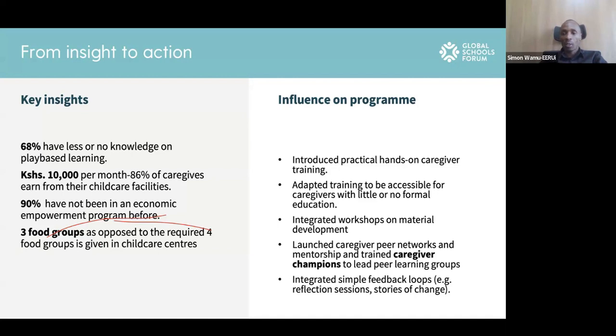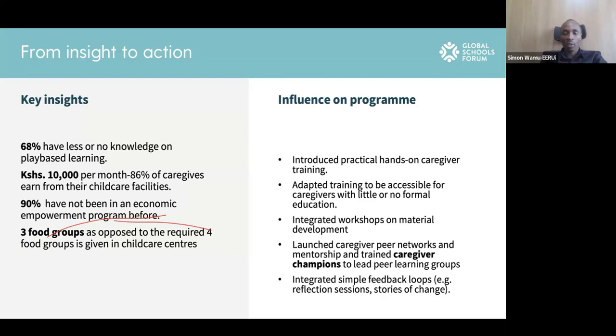And also we decided to adapt the training so that it would be accessible to both those who had some formal training and those who did not have any formal education. This was realized especially through the interviews and focus groups, where we asked them what level they reached in terms of formal education.